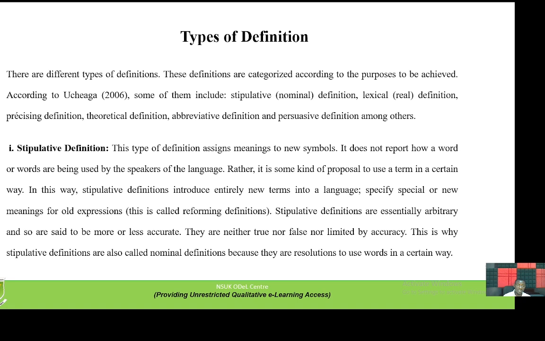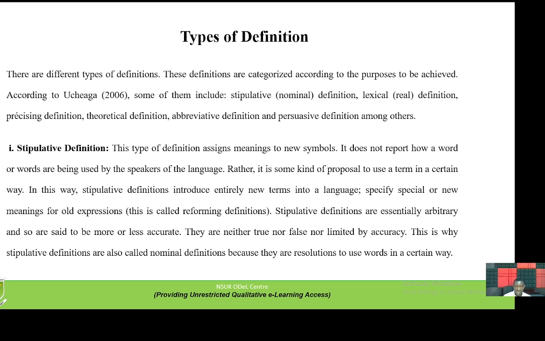So we'll begin with the first one, which is a stipulative or nominal definition. This type of definition assigns meanings to new symbols. It does not report how a word or words are being used by the speakers of the language. Rather, it is some kind of proposal to use a term in a certain way.